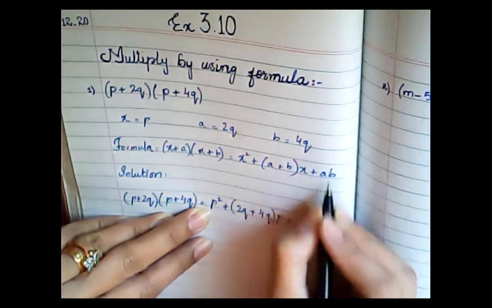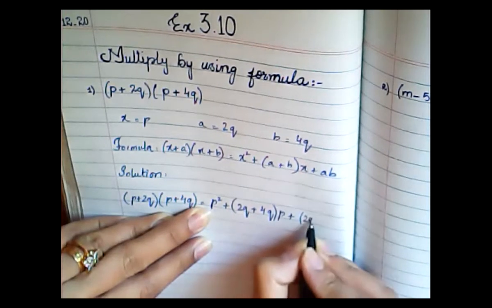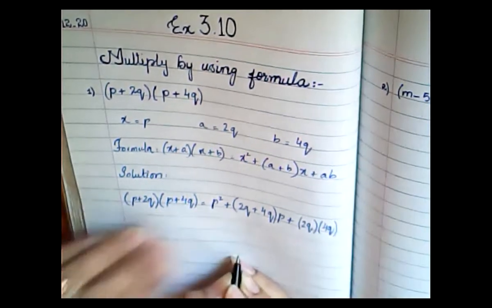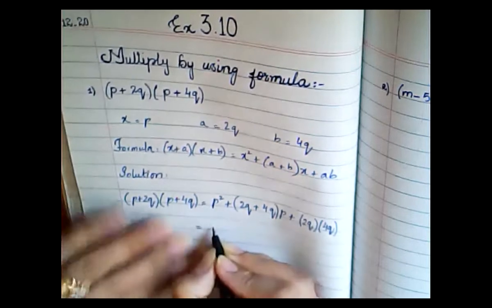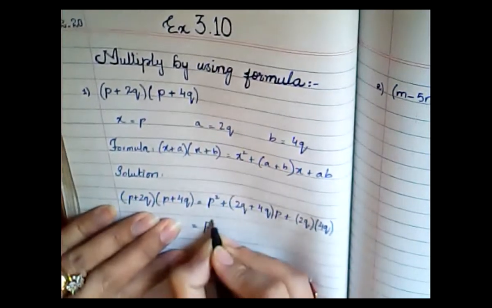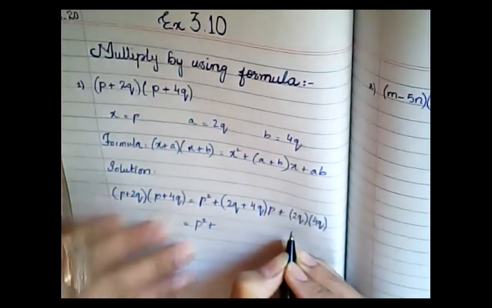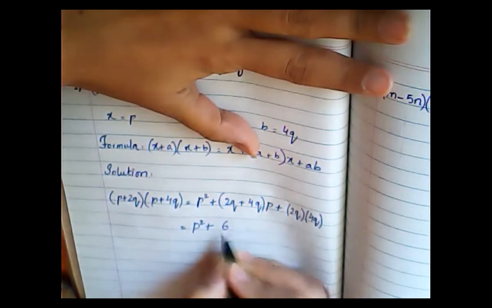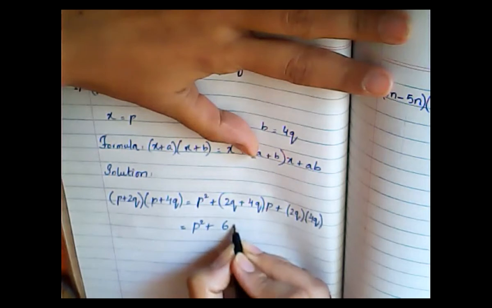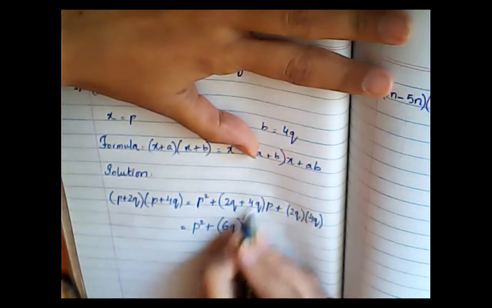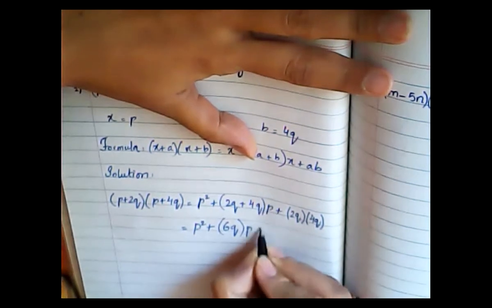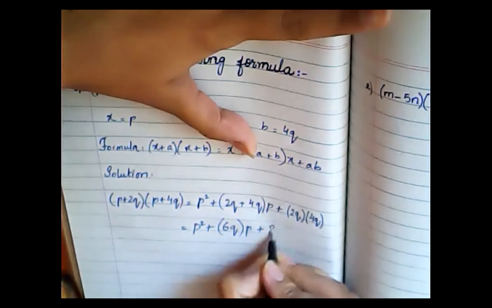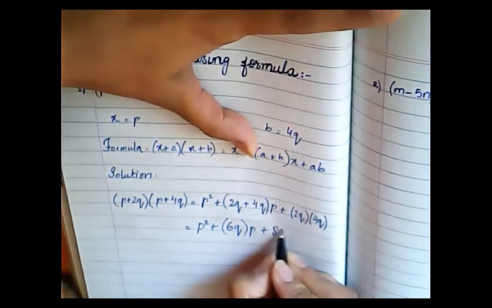Now a into b. A value is 2q. Put it in the small bracket and value of b is 4q. Is it clear, students? Now let's simplify the second and the third term. We get p square plus 2 plus 4, 6, and q into p. Here 2 plus 4, 6q, and here p is written outside the bracket. Now plus sign is copied from the question here. 2 fours are 8 and q into q is q square.